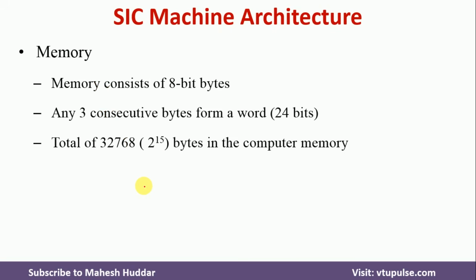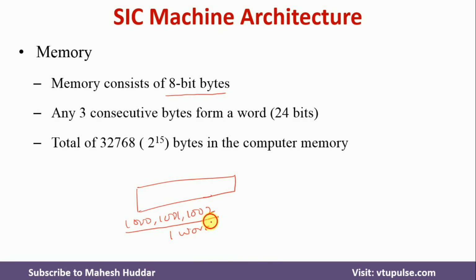These are the 7 features which define the SIC machine. First we will start with the memory supported by the SIC machine. In the SIC machine we consider 1 byte equivalent to 8 bits. Of course it is the same for other machines also. 3 consecutive bytes form one word, that is 24 bits. For example, let us say that this is how the memory looks. If it starts with 1000, then 1000, 1001 and 1002 form one word, because 3 consecutive bytes is one word.